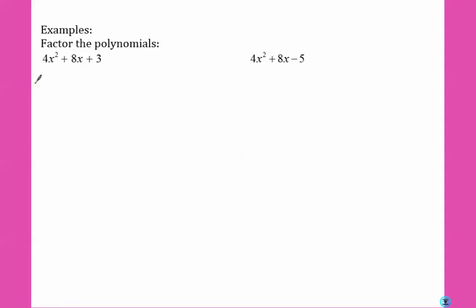So, factor out the GCF if possible. Well, 4, 8, and 3 don't have anything that divides into all of them, and not all the terms have an x, so we don't have a GCF here. So we're going to take a and c, and we're going to multiply them together. So 4 times 3 equals 12. Now I'm going to make a list of things that multiply to give me 12. I could do 1 and 12, 2 and 6, or 3 and 4. I want to pick the pair that adds up to 8 because that's my b term. So 2 and 6 add up to 8. So instead of 8x, I'm going to turn it into 2x plus 6x.